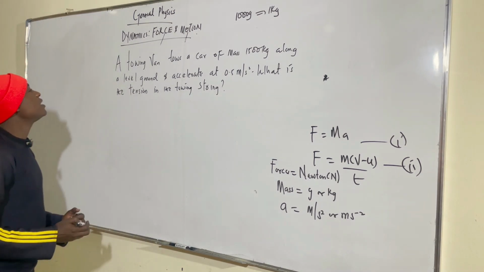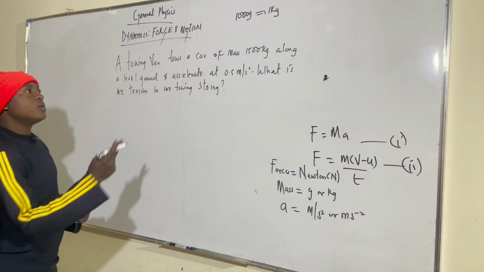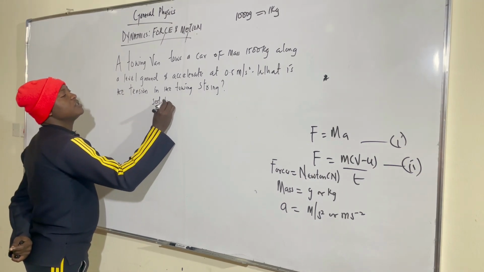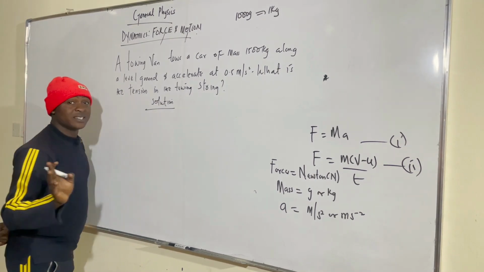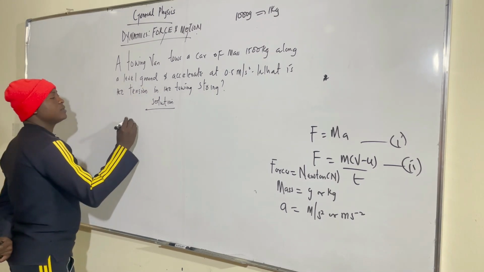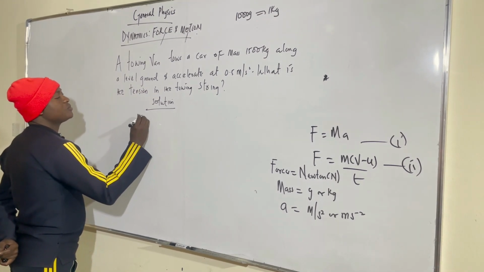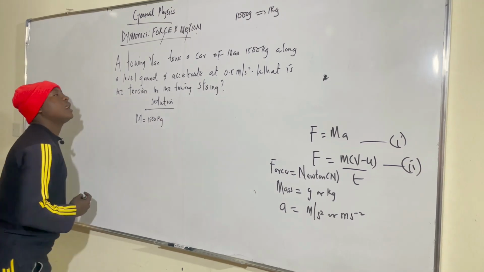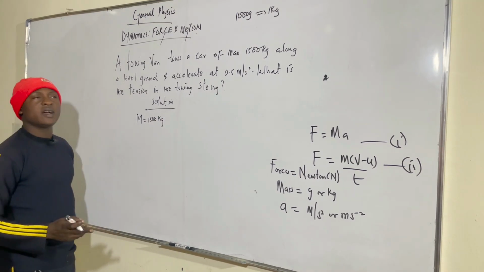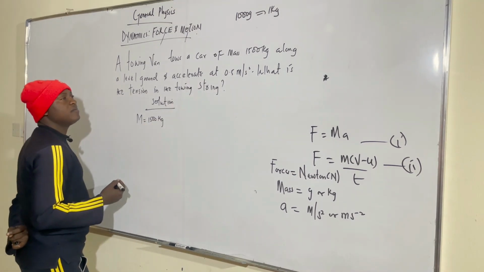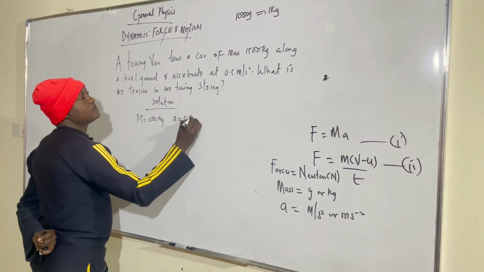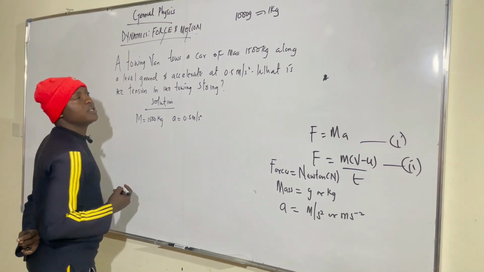A towing van tows a car of mass 1,500 kilogram. So the first thing in physics is to write out the given data from the problem. The mass is given as 1,500 kilogram along the level ground, and it accelerates at 0.5 meter per second squared. So we are given a equal to 0.5 meter per second squared. They now ask what is the tension.